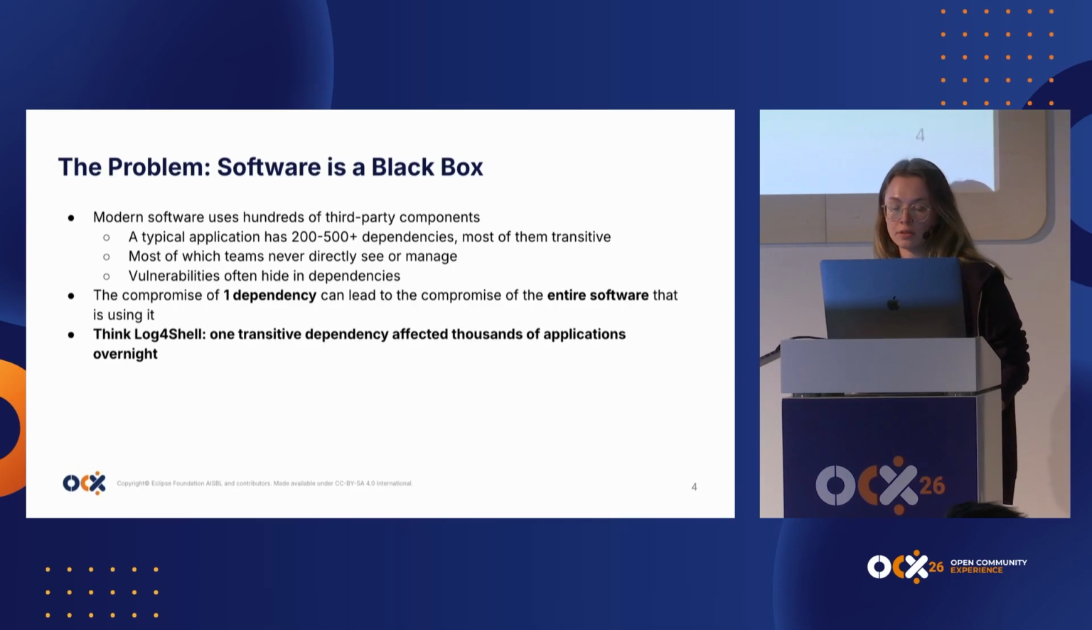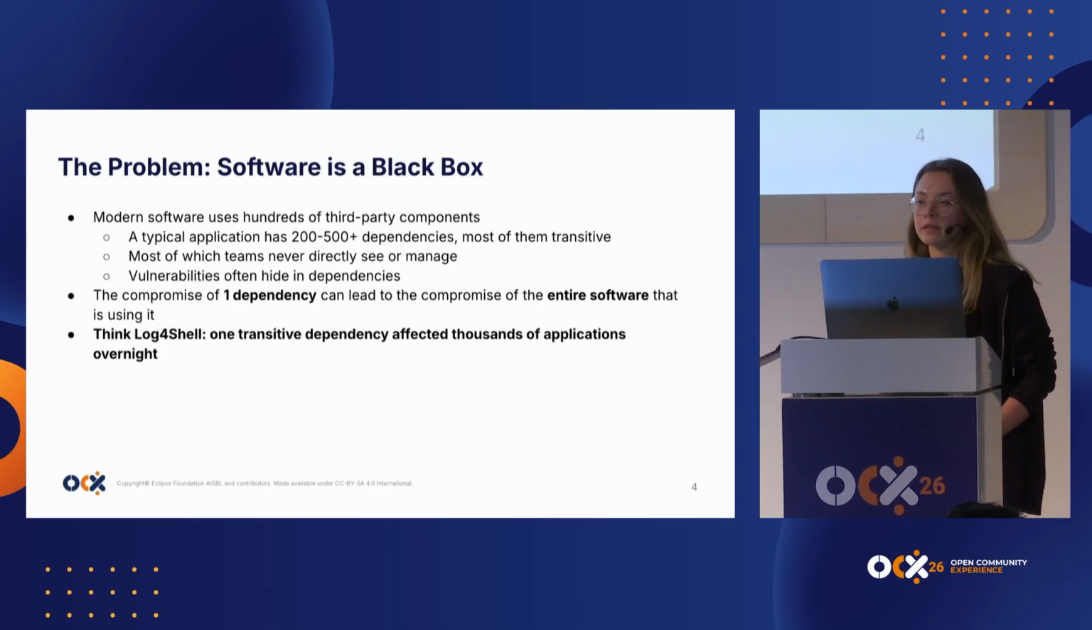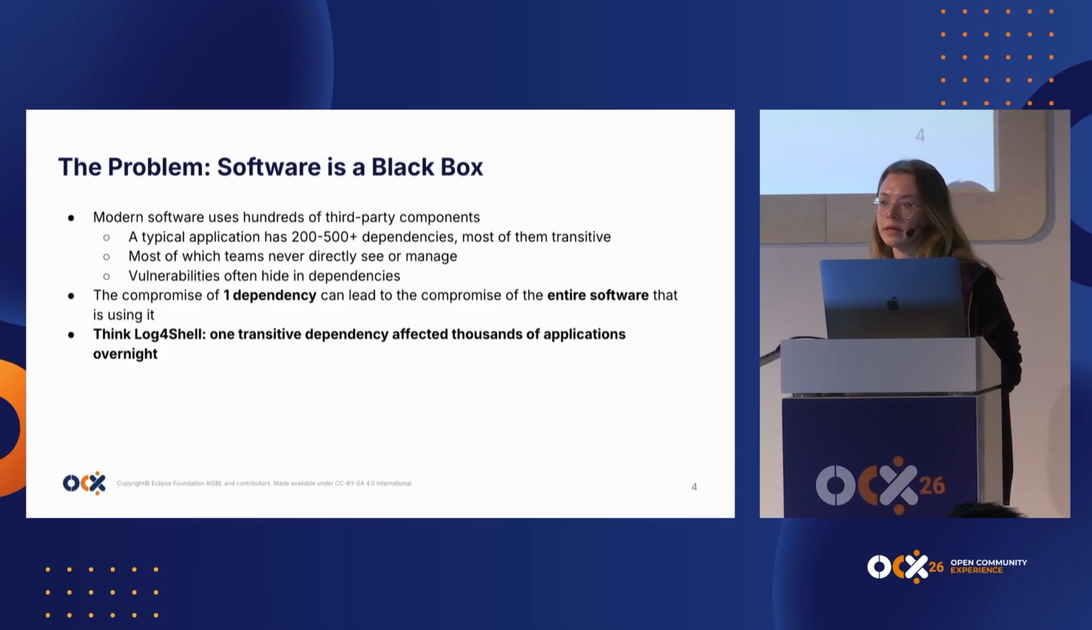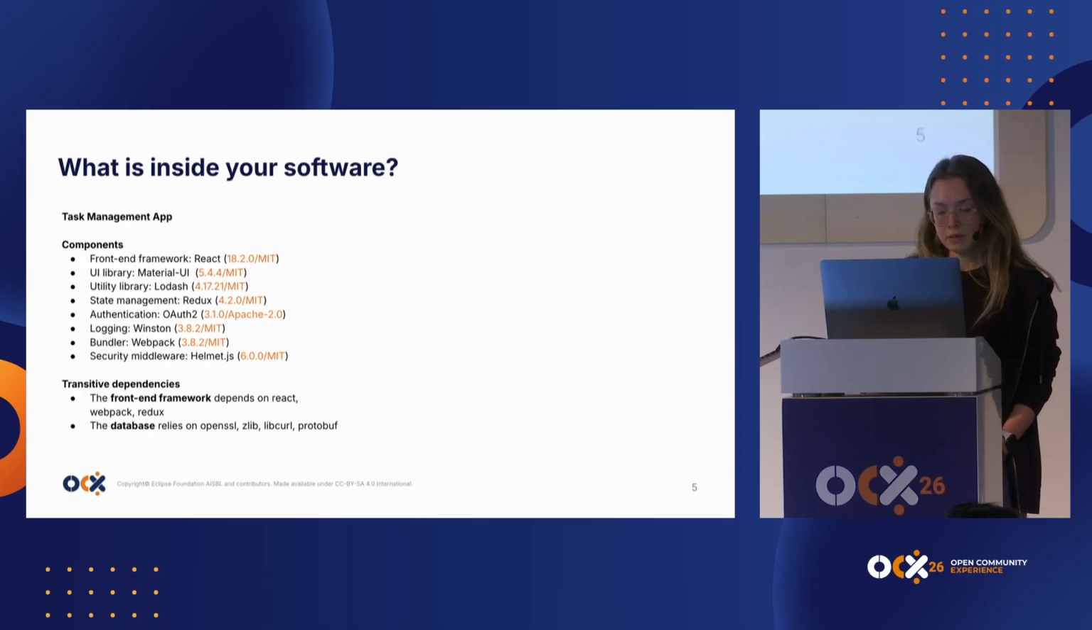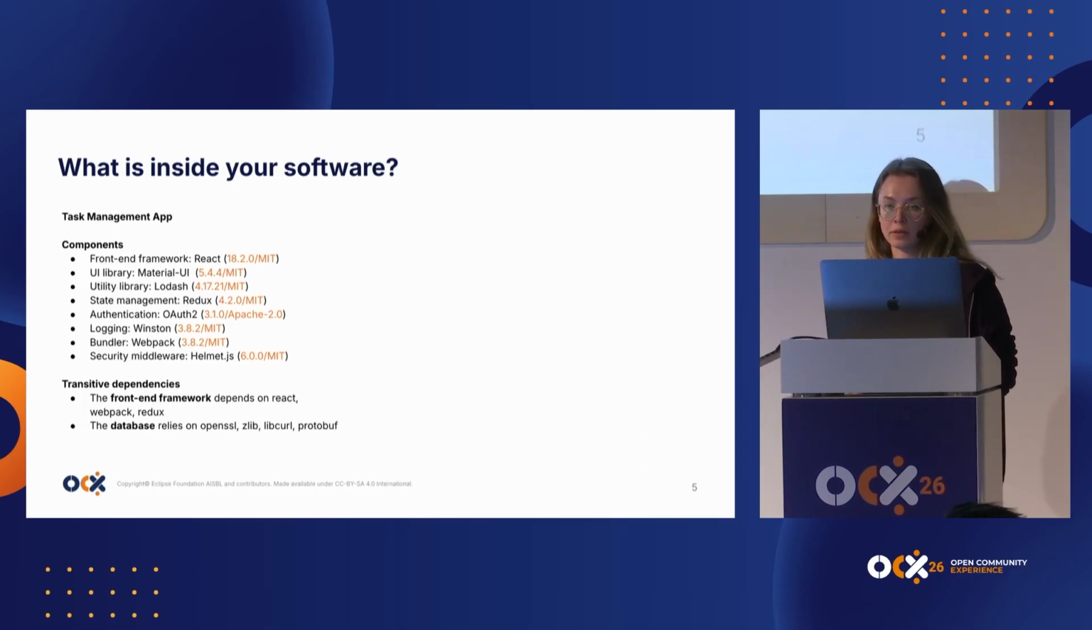So it's not just a hypothetical scenario. You can think about Log4Shell, when one transitive dependency, a logging library, affected thousands of applications overnight. The issue is that organizations were scrambling for days to even figure out if they were affected, not to say reaching the mitigation stage. So this is the black box problem that we're trying to solve. How can we say for sure what is inside your software?